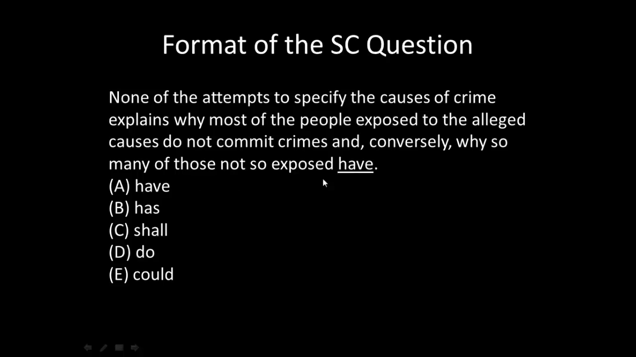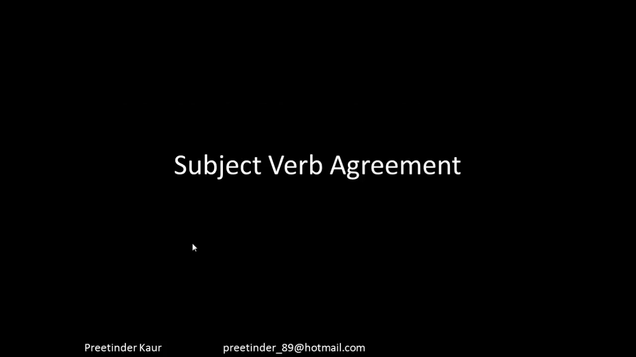And as a rule, all the options A in all these sentence correction questions will be exactly the same as that in the sentence. So if you think that the sentence is correct as written, you have to choose option A as your answer. Right? So that is the format of the sentence correction question. Let's go ahead and get started with the rules. The topic that we have to cover is subject verb agreement, our first kind of error.